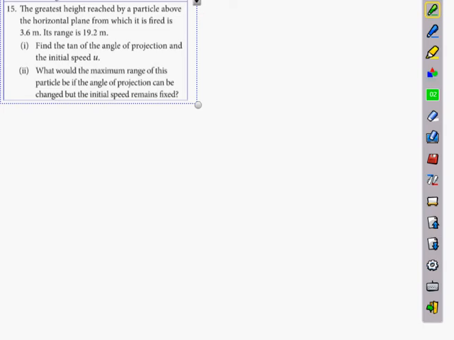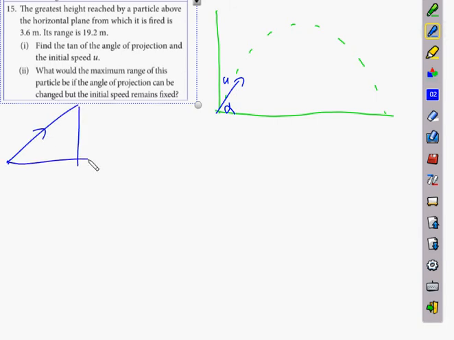So we're just going to make a generic case of a particle that gets fired on a horizontal plane, and we give it an initial angle, which we call alpha, and an initial speed, which we call u. So here we have alpha and u. Now, if that's u, the horizontal component is u cos alpha, and the vertical component is u sin alpha. You just break it up into these two components.